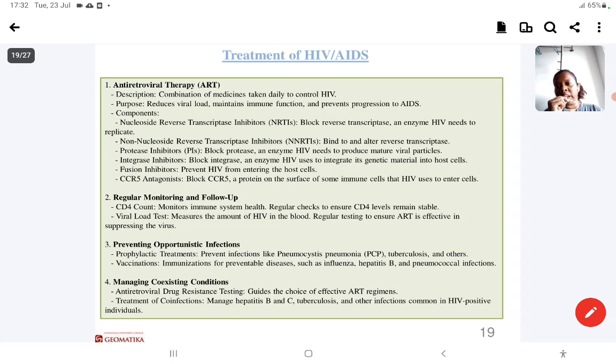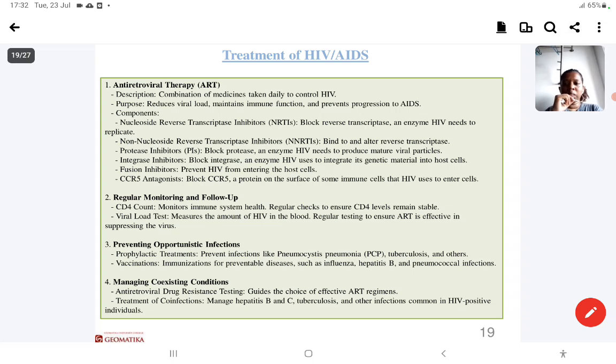So regular monitoring and follow-up care is based on the CD4 count, which monitors immune system health, with regular checks to ensure the CD4 level remains stable. Or the viral load test, which measures the amount of HIV in the blood, with regular testing to ensure the ART is effective and suppressing the virus.